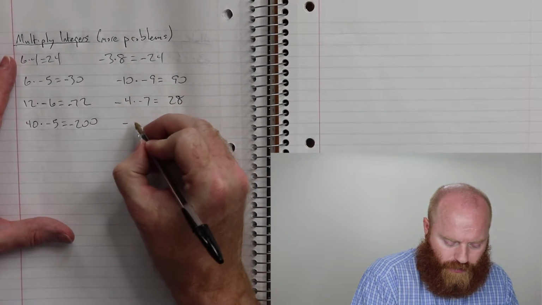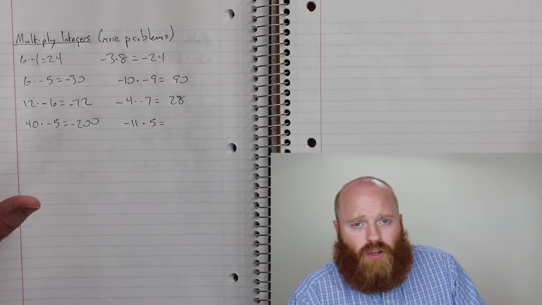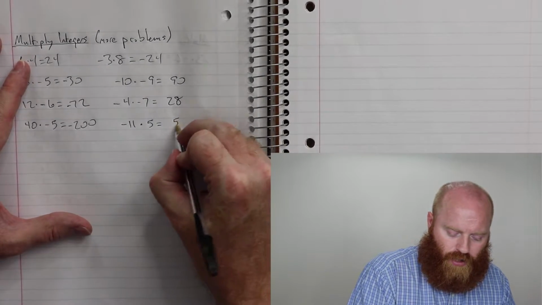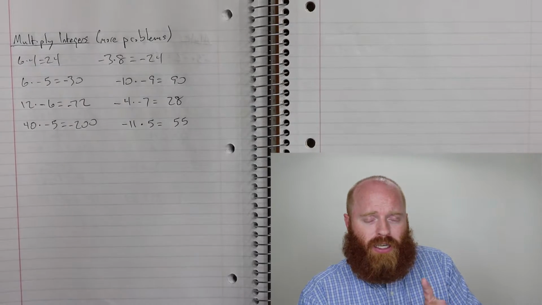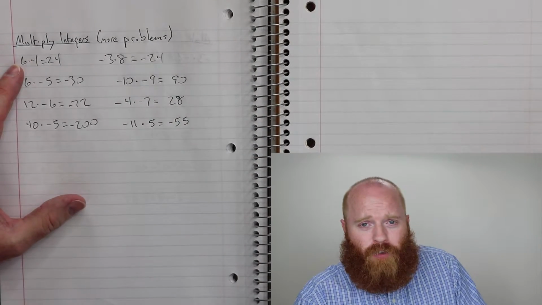Negative 11 times 5. I don't care about the signs. Just multiply the numbers. 11 times 5 is 55. Okay, then a negative times a positive is only one negative. Nothing's going to make it cancel, so it stays on all the way to the answer. The answer is negative 55.